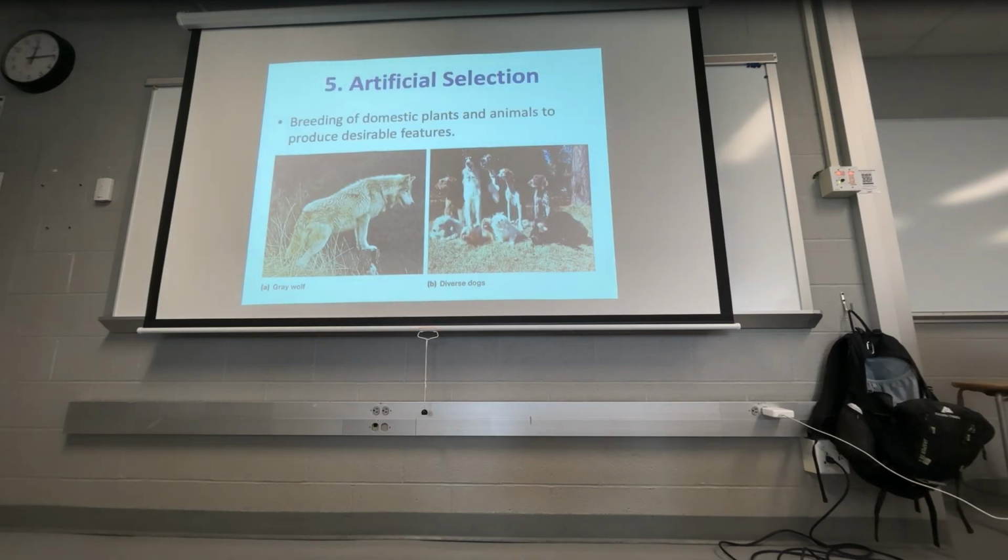Number 5 is artificial selection. This one was big for Darwin. This one was huge for Darwin's idea of what we're going to call natural selection. All right, what Darwin terms natural selection.